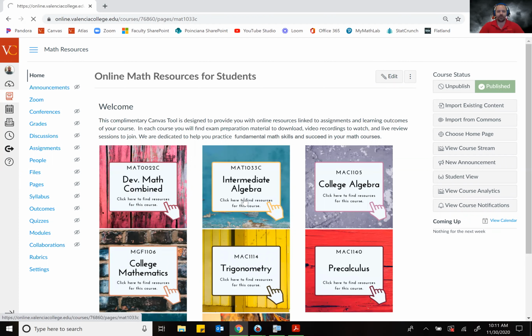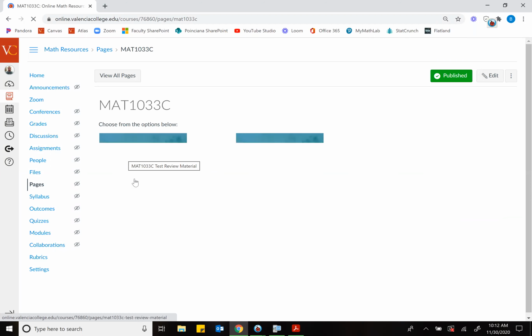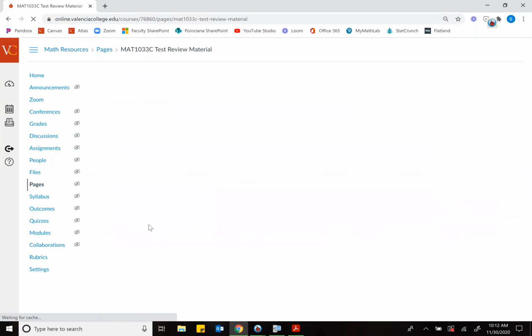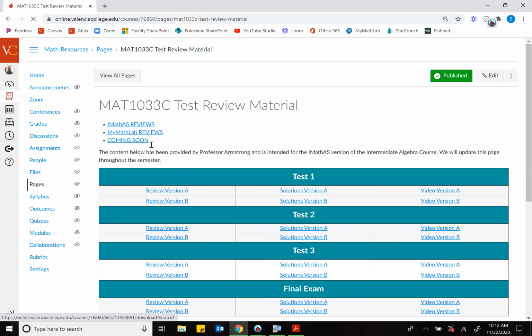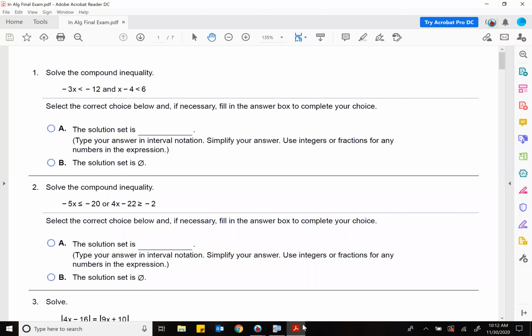So again, back where we were, intermediate algebra, test review materials. I talked about the IMath.AS, and then if you click on the My Math Lab, again, these are the ones that we're doing right now. Here's the blank. There's the solution guide that we're going to be working on right now, and the video. And away we go. So I don't need that anymore, that way my computer won't slow down. Okay, so here we go.